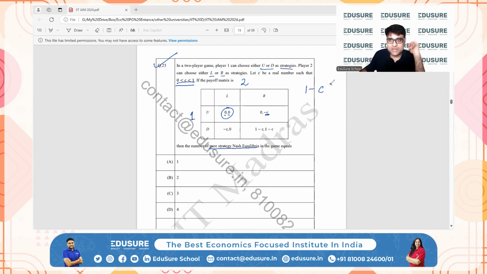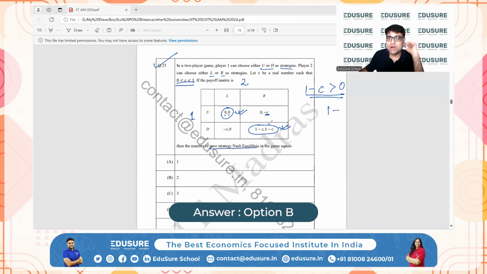So 1 minus C has to be positive. So 1 minus C is greater than 0. So if player 1 plays D, player 2 should play R. If player 2 plays R, player 1 should play D, because again 1 minus C is greater than 0. So 1 minus C, 1 minus C is also one of the Nash equilibria. So 0, 0 and 1 minus C, 1 minus C, these two are the Nash equilibria. So there are two Nash equilibria.